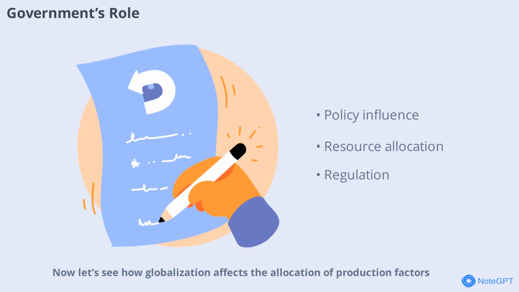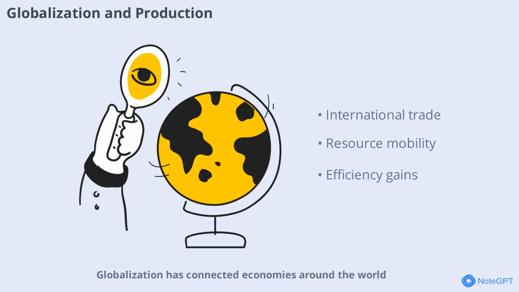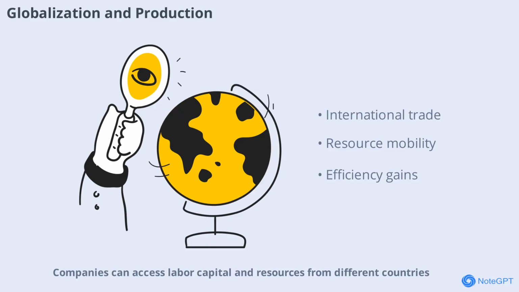Now, let's see how globalization affects the allocation of production factors. Globalization has connected economies around the world, allowing factors of production to move more freely across borders. Companies can access labor, capital, and resources from different countries, leading to more efficient production and lower costs. However, globalization also brings challenges, such as job displacement and environmental concerns. Understanding its impact helps us see the bigger picture of how production factors are used globally.